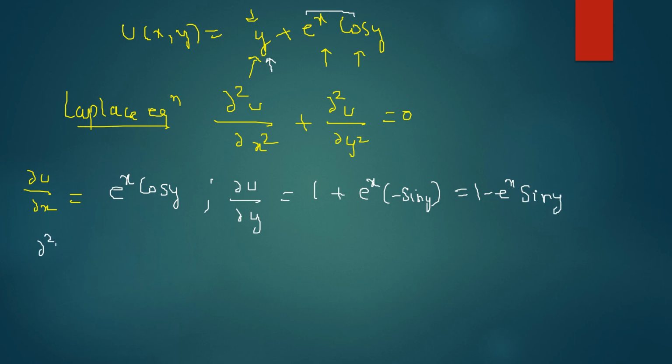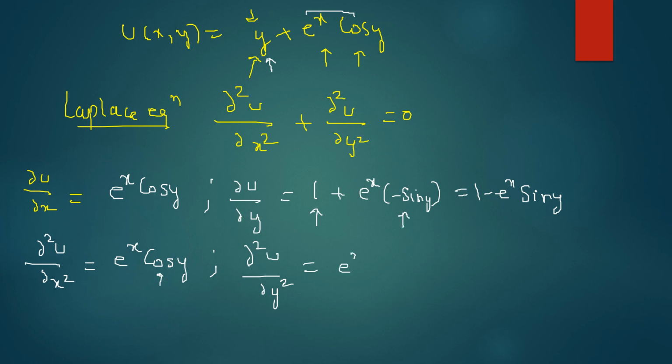Now again differentiate with respect to x. So e raised to power x, the derivative of e raised to power x is e raised to power x only. y is constant, so keep it as it is. Again differentiate with respect to y. So this will give you 0. The derivative of sin y is cos y. Minus is already there. Now if you add these two, tell me what you will get. Both will be cancelled out, you will get 0. Because it is satisfying the Laplace equation, it is a harmonic function for sure.